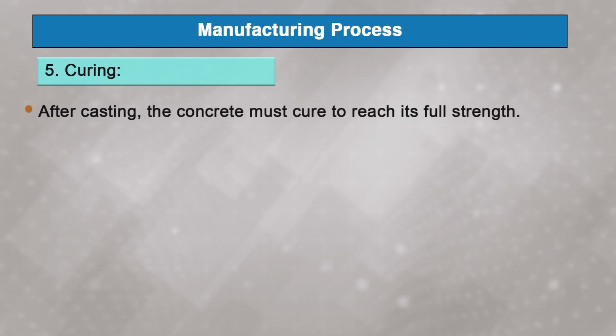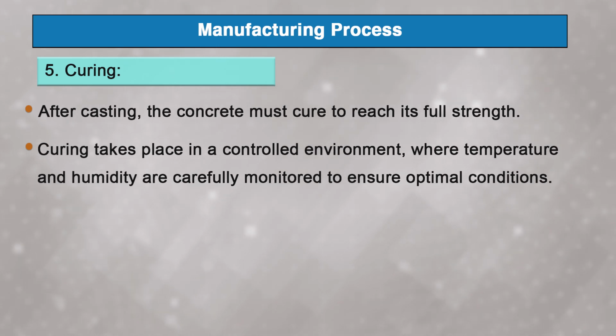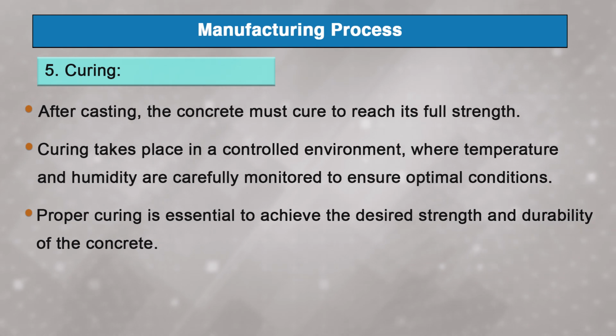Next is the curing process. After casting, the concrete must cure to reach its full strength. Curing takes place in a controlled environment where temperature and humidity are carefully monitored to ensure optimal conditions. Proper curing is essential to achieve the desired strength and durability of concrete. Curing is not just about drying the concrete, it is about allowing the chemical reactions that give concrete its strength to occur under ideal conditions.